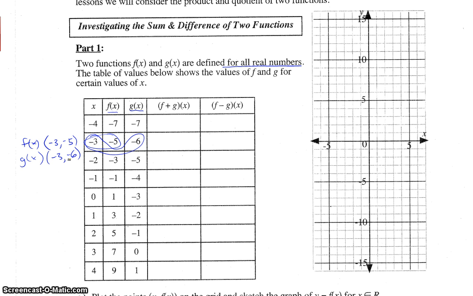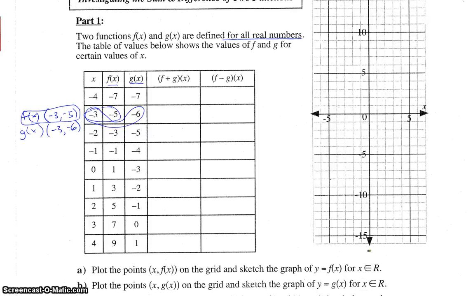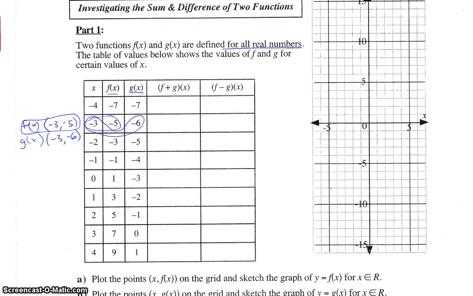Now, let's scroll down and see what they're asking for. Plot the points x, f of x, and sketch the graph of y equals f of x for x as an element of the reals. It might be handy on this part to have colored pens or pencils to differentiate between the graphs, because we're going to end up with 4 different graphs here. So 4 different colors would be good. Do it in pencil first in case you have to erase.